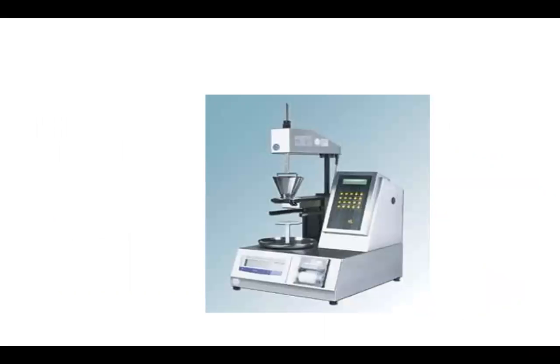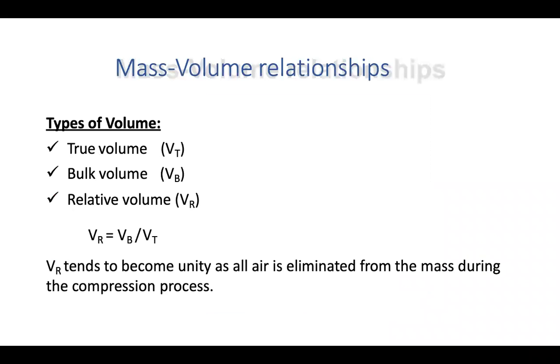Still another apparatus is there by which you could analyze the flowability of the powder. Mass volume relationship. Types of volume: true volume, bulk volume, relative volume. So you can calculate mass volume relationship by this method. VR equals VB over VT.